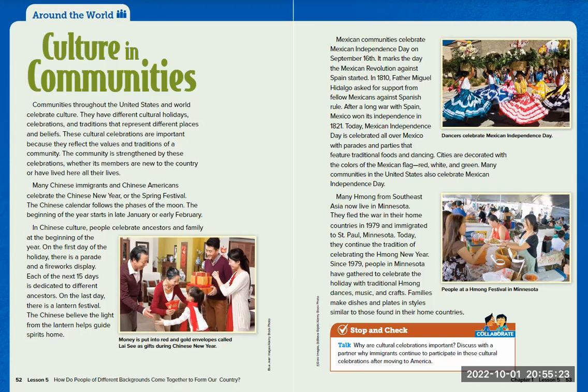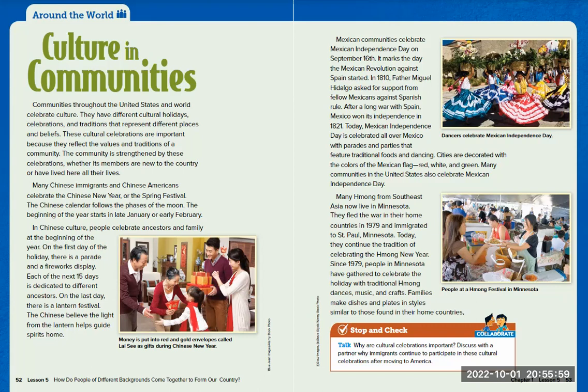We are on page 52 with cultures in communities. Communities throughout the United States and world celebrate culture. They have different cultural holidays, celebrations, and traditions that represent different places and beliefs. These cultural celebrations are important because they reflect the values and traditions of a community. The community is strengthened by these celebrations, whether its members are new to the country or have lived here all their lives.